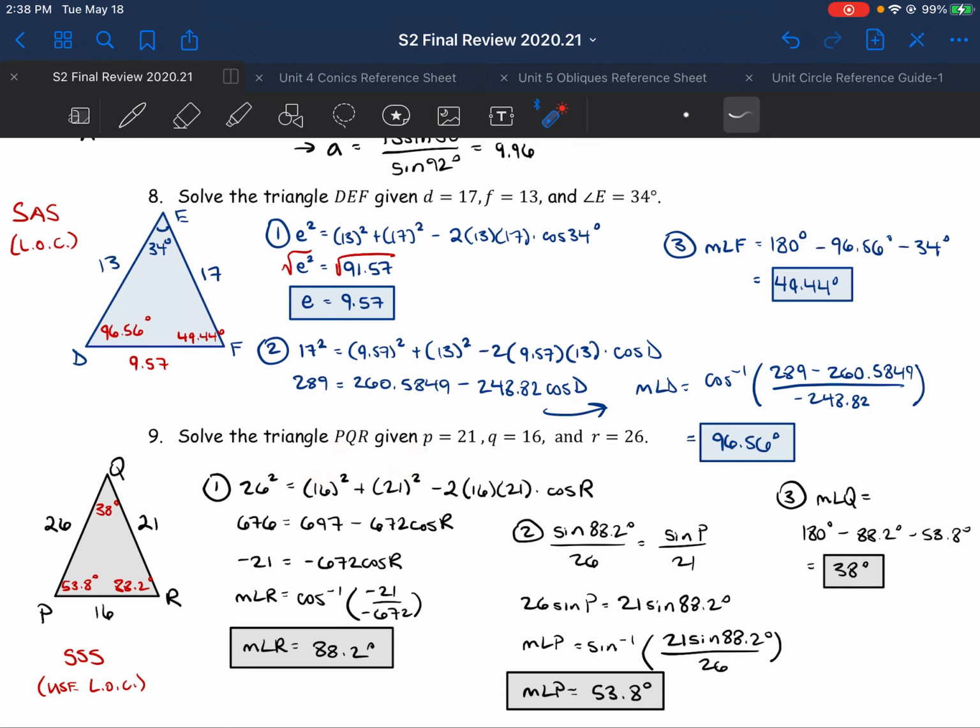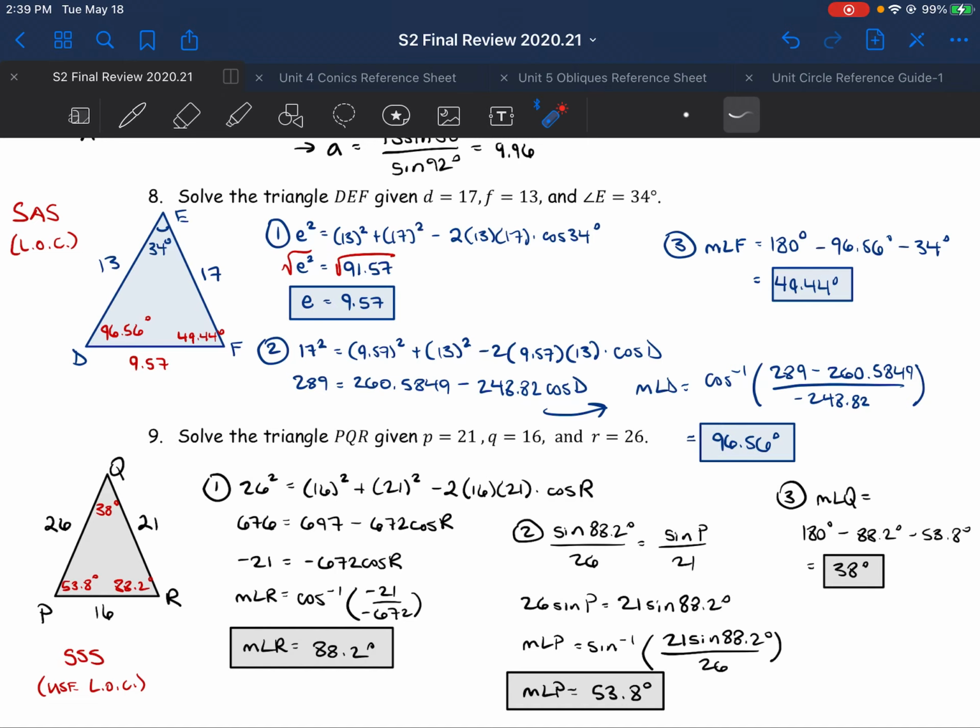So we go through, solve for angle R, just like we did up here, just like we solved for angle D in this case, solve for angle R, you get 88.2 degrees. Once we know angle R is 88.2 degrees, we need to find the other two angles, angle P and angle Q.